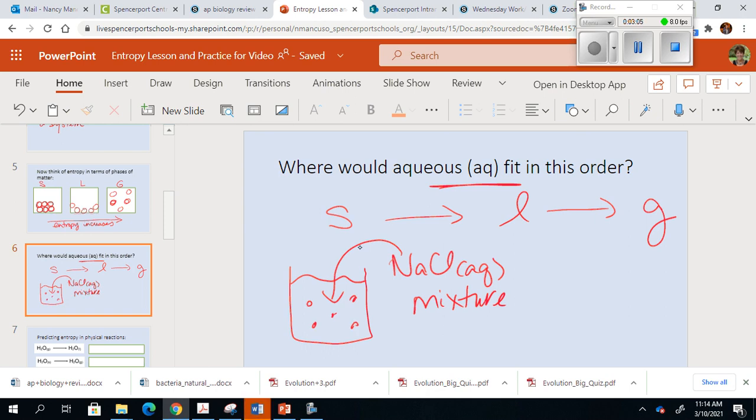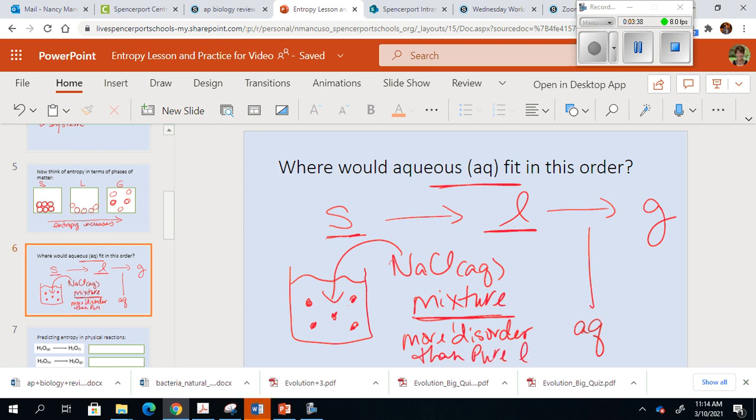So it is not a solid. It's not as organized as a solid. It's not as organized as a liquid because I have these particles mixed into the liquid. And it's not as disorganized as a gas, so it belongs right in this area. Aqueous would go between these two. Because it is a mixture, it does have more disorder than a pure liquid. So I'm going to write that right here: more disorder than a pure liquid. So if I just had H2O, that is pure liquid, but if I add salt to it, I now have more disorder. So I have a greater amount of entropy than I do with a liquid, but not as much as a gas.